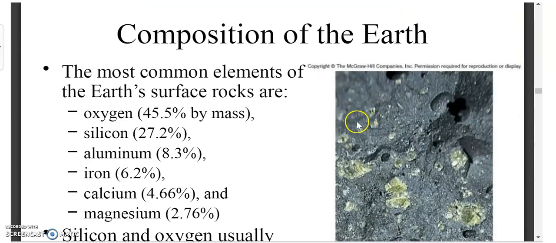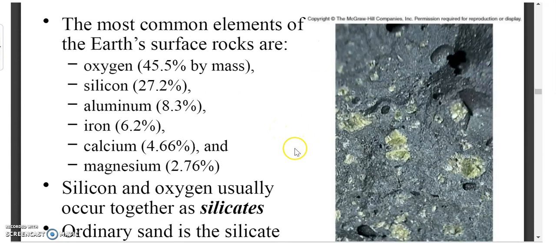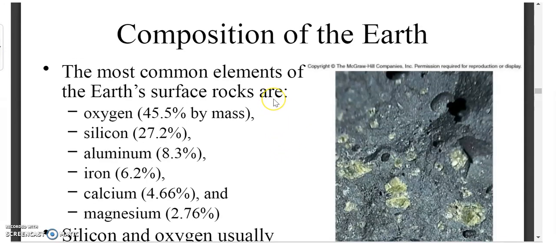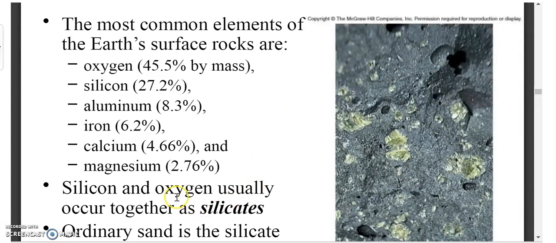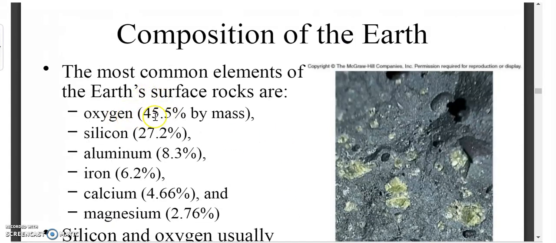All right, so this is just a picture of some material right here. This greenish stuff is called olivine. Not that that's that important, but most of the rocks on the surface of the Earth are composed of combinations of oxygen and silicon, and together they're called silicates. Okay, so generally, if we were to break the rocks into their elements, what elements make up the rocks?